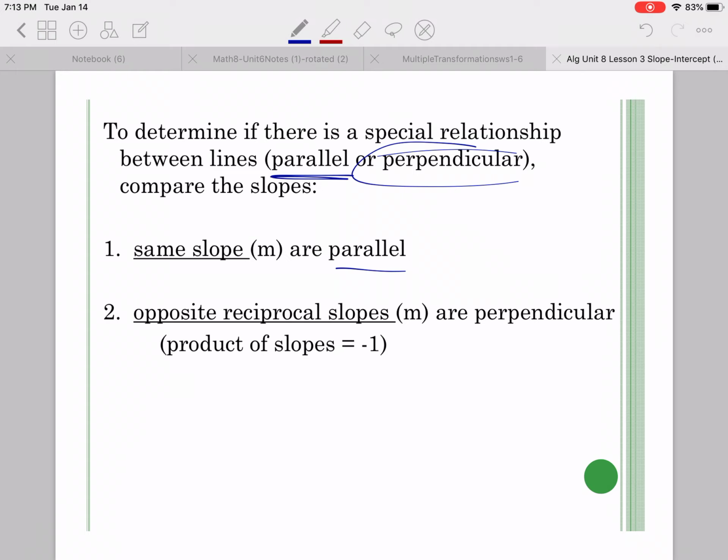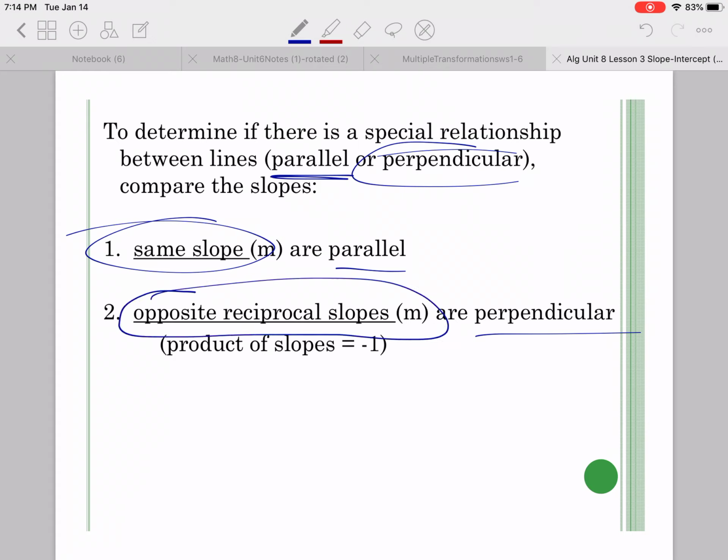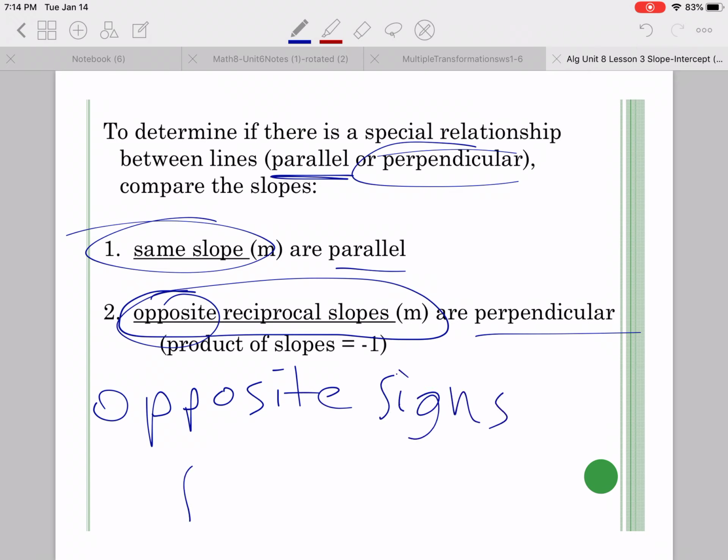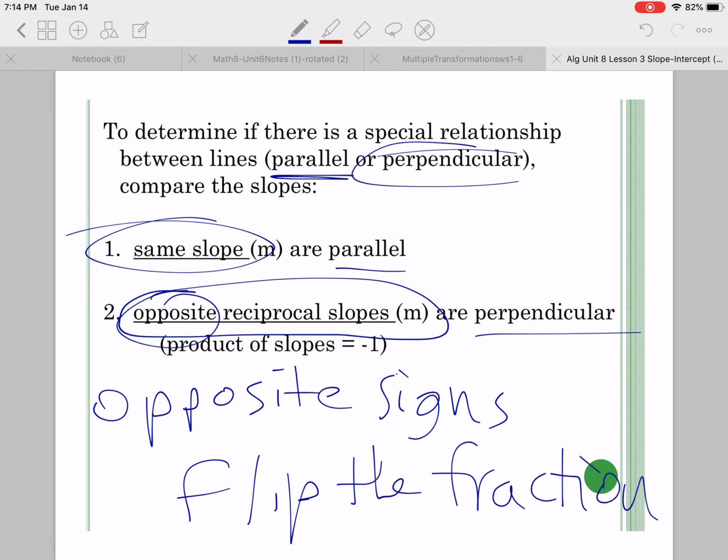So if they're parallel, it ends up being that they have the same slope. That's something we can be on the lookout for, that special case. And if they're perpendicular, it's similar, but the specific relationship is that they're opposite reciprocals. Opposite means the opposite sign. But then the reciprocal means that you flip the fraction. So if it's the flipped version and it's the opposite sign, that's what we call an opposite reciprocal. Now you have to have both of those two things. If you just have the opposite sign but not the reciprocal, then it's not an opposite reciprocal. So make sure you have both of those things.